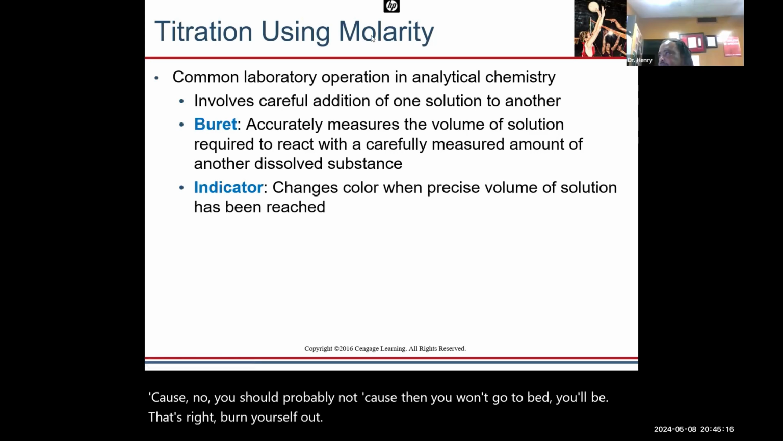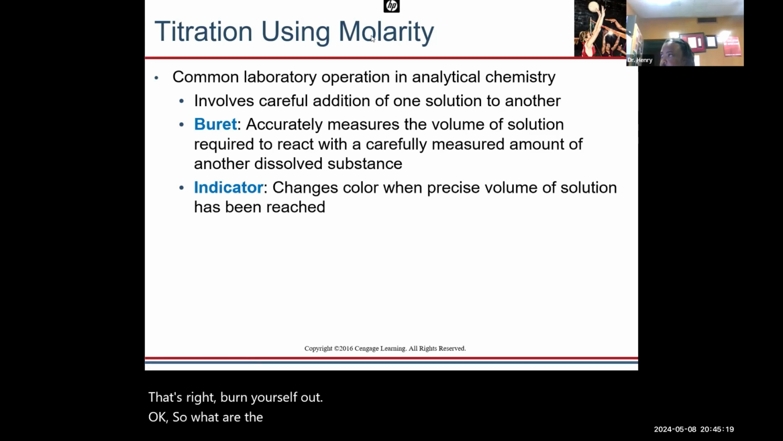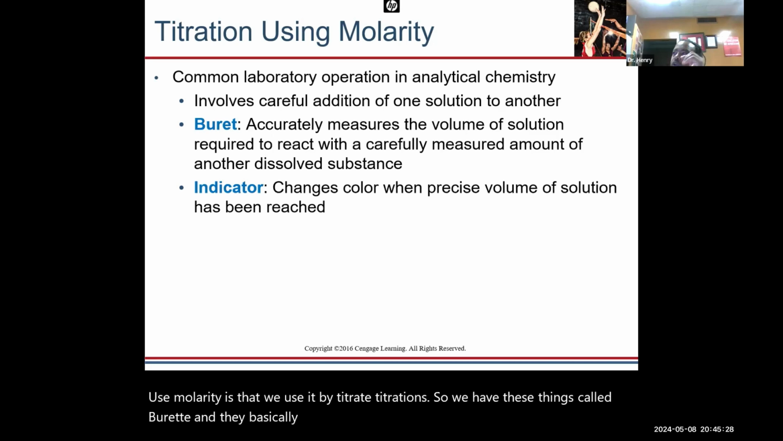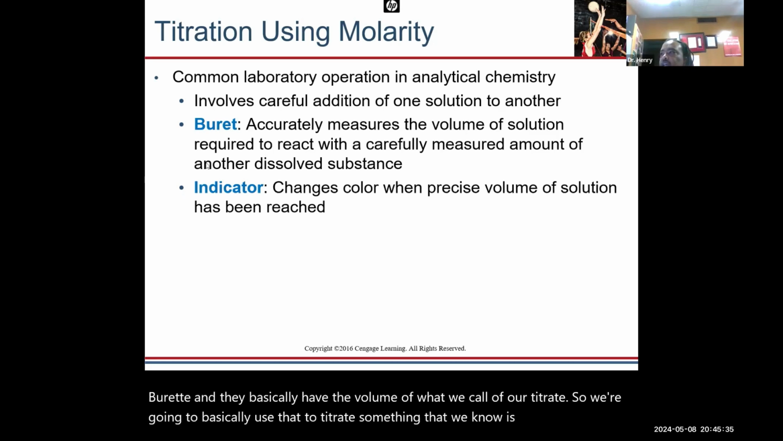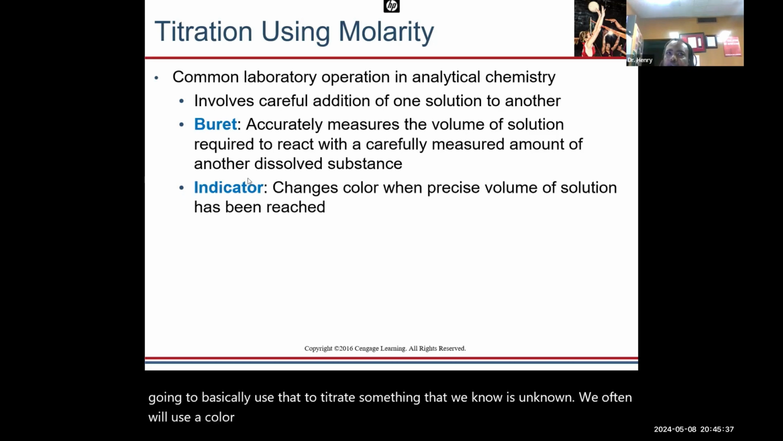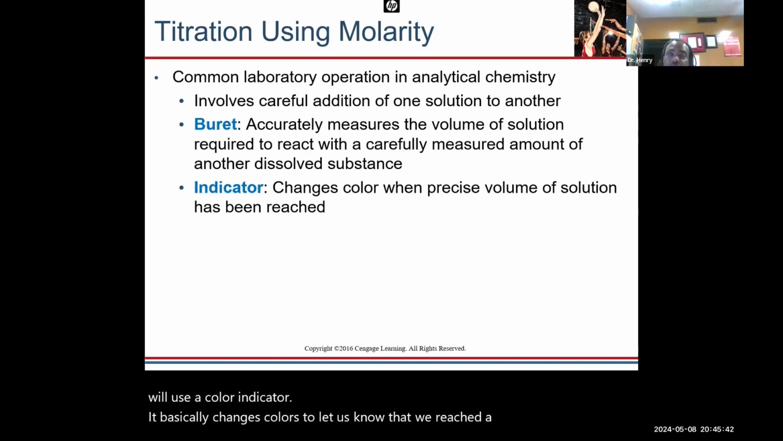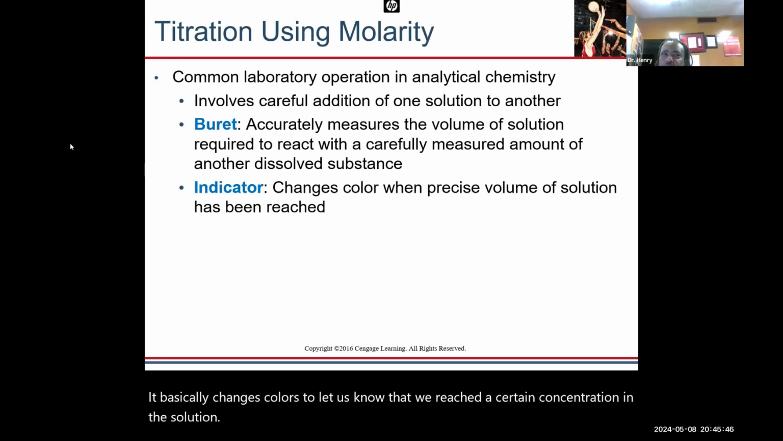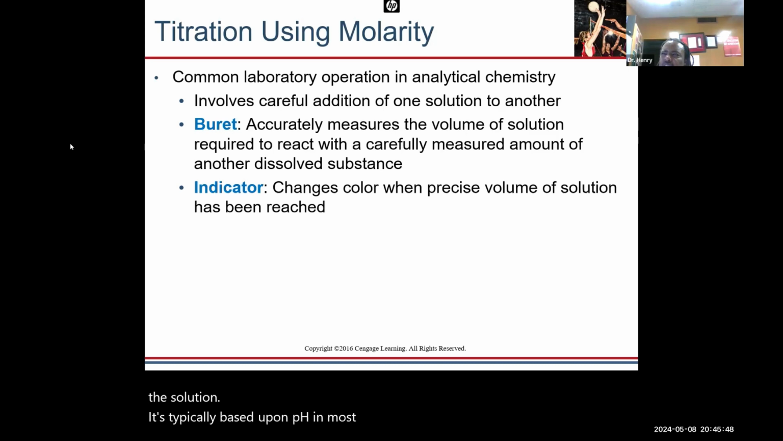Okay, so one of the ways that we use molarity is by titrations. We have these things called burettes, and they basically hold the volume of what we call our titrant. So we're going to use that to titrate something that we know is unknown. We often will use a color indicator. It basically changes colors to let us know that we reached a certain concentration in the solution. And it's typically based upon pH in most cases or something along those lines.